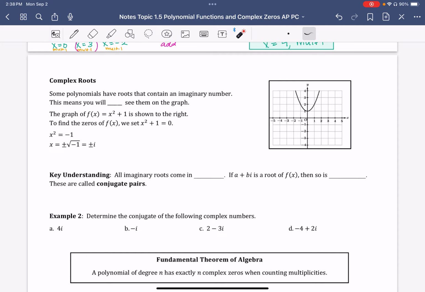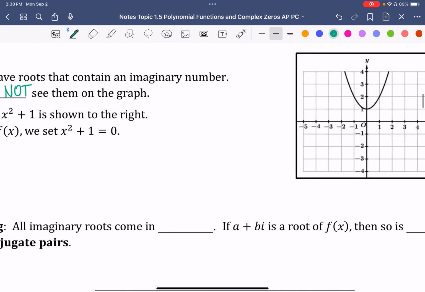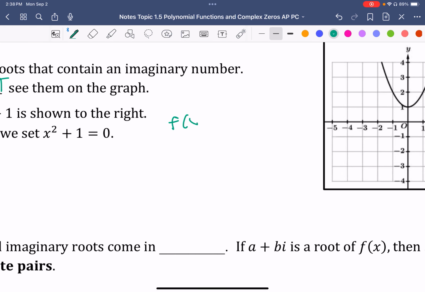Some polynomials have roots that contain an imaginary number. This means that you will not see them on the graph. The graph of f of x equals x squared plus 1 is shown on the right. Okay, so they gave us f of x equals x squared plus 1.